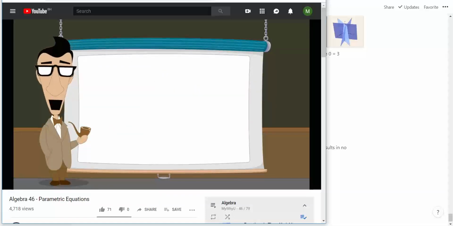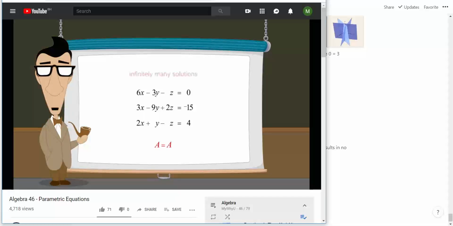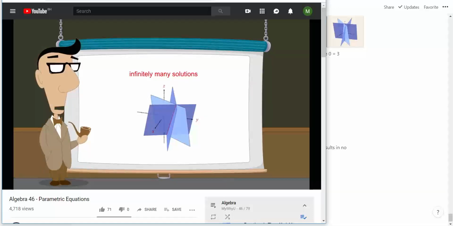We have also seen that if during the process of solving a consistent system of equations, we obtain an equality between two equal numbers, then this indicates that the system has infinitely many solutions. However, we have not seen how to describe what these solutions are. A system of linear equations in three variables has infinitely many solutions when all the planes in the system intersect along a line, or when all the equations describe identical planes.